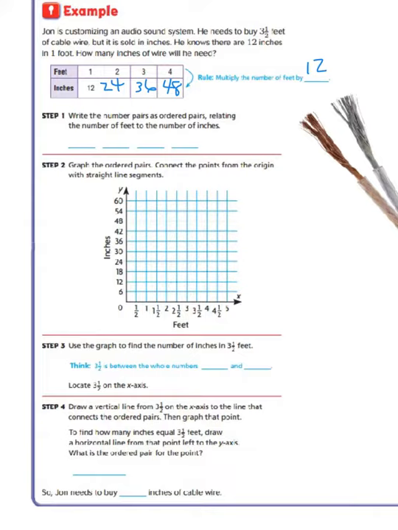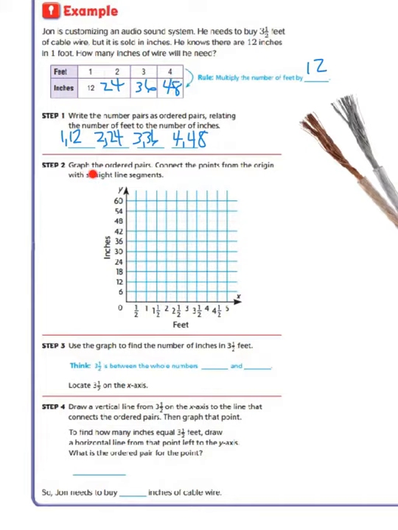So for 1 foot, there are 12 inches. For 2 feet, there are 24 inches. For 3 feet, there are 36 inches. And for 4 feet, there are 48 inches. And we are getting those by comparing 1 foot to 12 inches, 2 feet to 24 inches, 3 feet to 36 inches, and 4 feet to 48 inches.